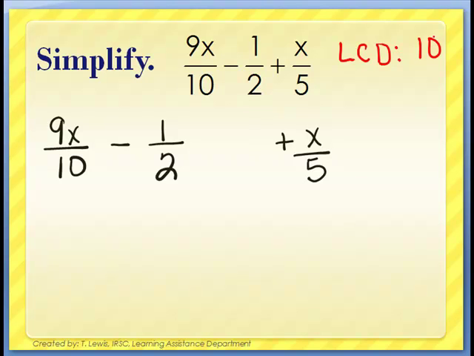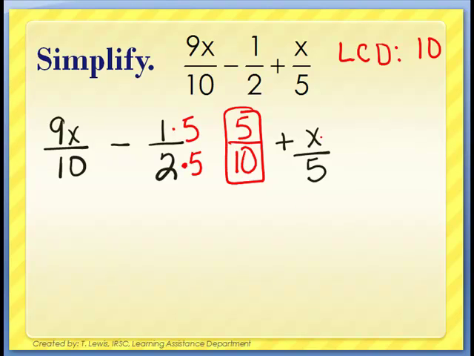Therefore, we're going to have to look at each fraction and ask ourselves which ones will we have to convert. The 9x over 10, there's no need to convert because it's in tenths. But the 1 over 2, we will have to convert that fraction. And let's do it now. 1/2 into tenths, we have to multiply 1/2 by 5. 5 times 1 is 5.